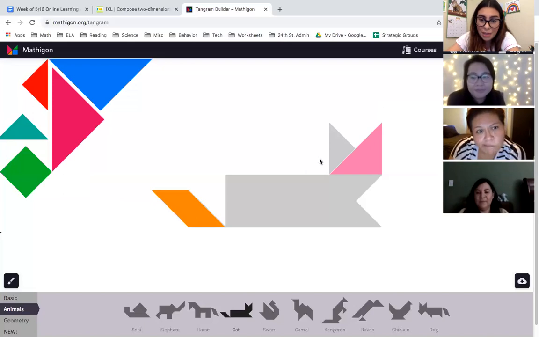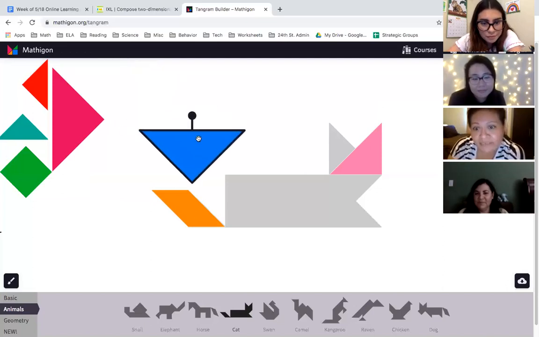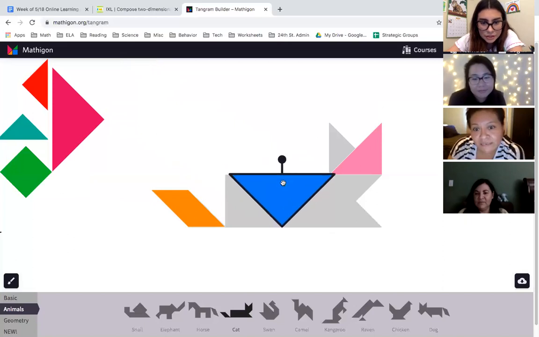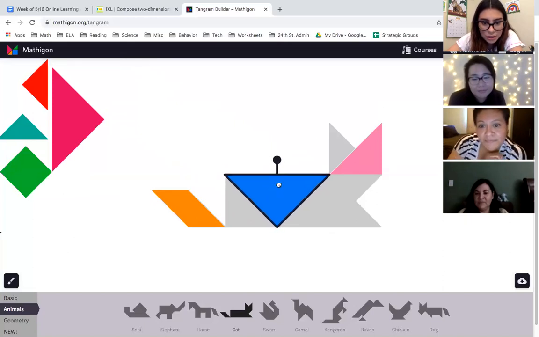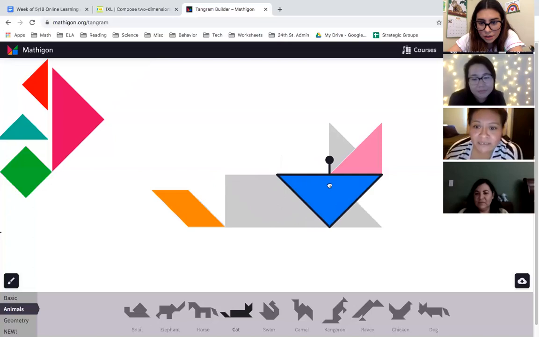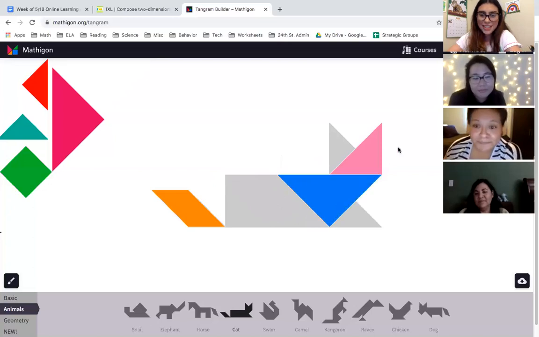So I'm thinking the ear, but I wanted to see how much of the body we can cover. Can we do the blue one right underneath the pink one? All right. So you tell me how I should move it. Right underneath the pink one. Yes, like that. Okay, look at that. We got part of the body and the head of the cat.